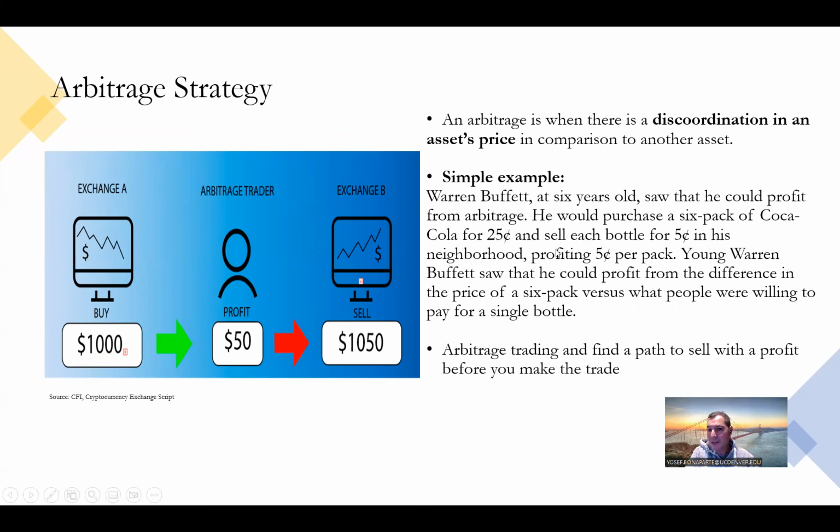But here's an example, not related to the stock market, to give you an idea about arbitrage. Warren Buffett, when he was 6 years old, saw that he could profit from arbitrage. He would purchase a 6-pack of Coke for 25 cents and sell each bottle for 5 cents, which would give him 30 cents, so he would end up with a profit of 5 cents. So the idea is you buy the 6-pack and then sell them individually at a higher price. In arbitrage trading, you find a path to sell at a profit before you make a trade.